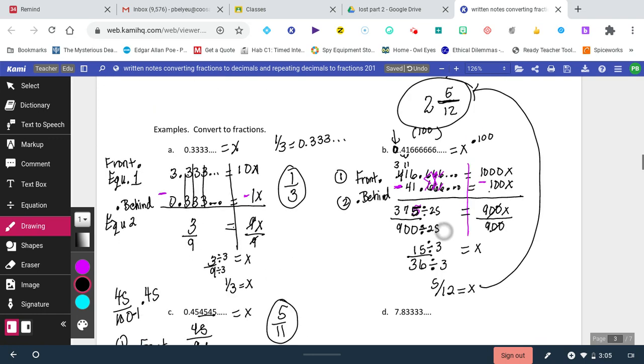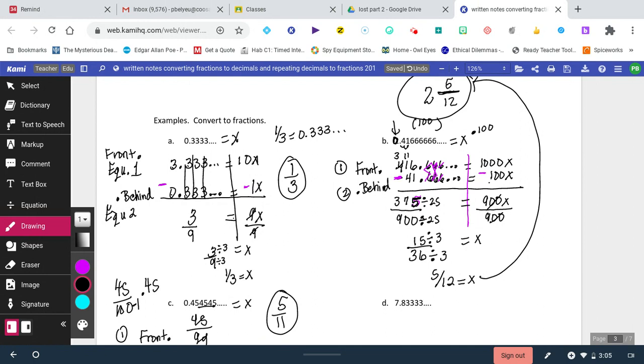All right, let me go back and show you this one. How many digits are repeating in A? Okay, only 1. So now, what if it were just like this? So you would just write 3/10. But because it's repeating, reduce this by 1. So you end up with 3 over 9, or 1/3. That's a shortcut.